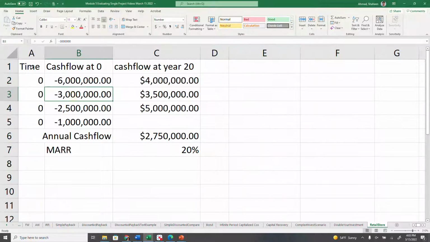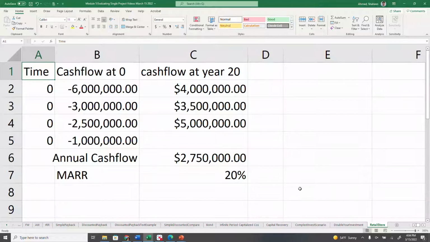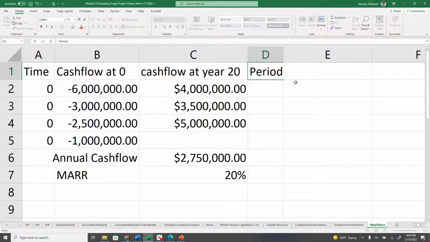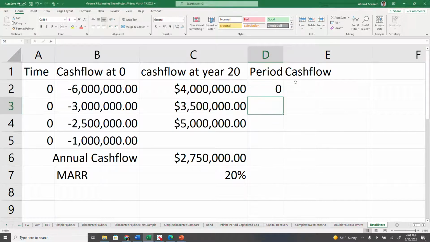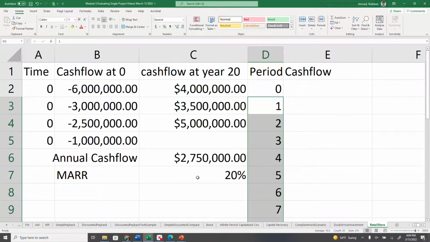So here in Excel, I have extracted all those values from the description. You can go back and check those. So the first thing we need to do is to develop the cash flow diagram. So let's write the period and then cash flow, all the way up to 20 years. So we'll develop the cash flow for 20 years. This project lasts for 20 years.